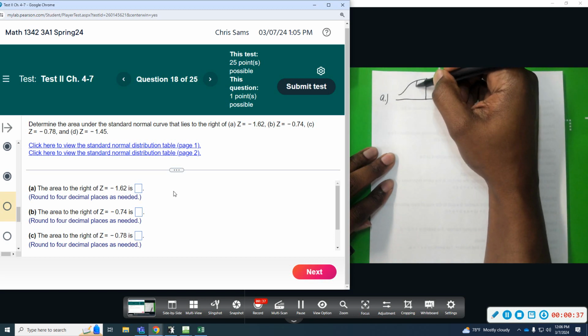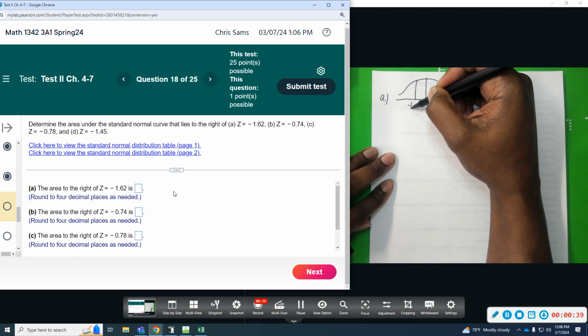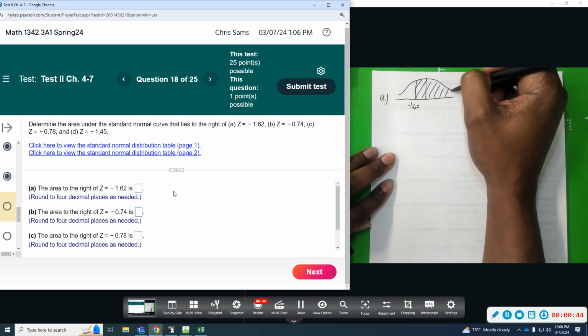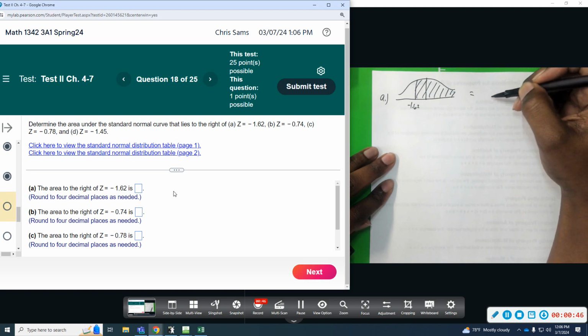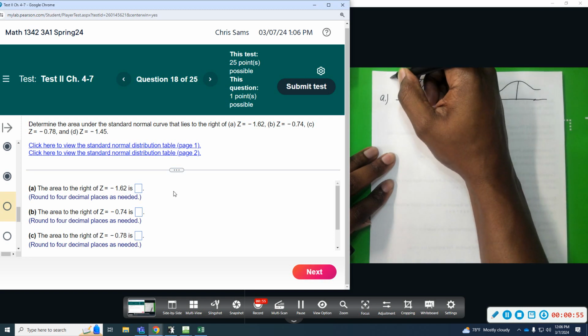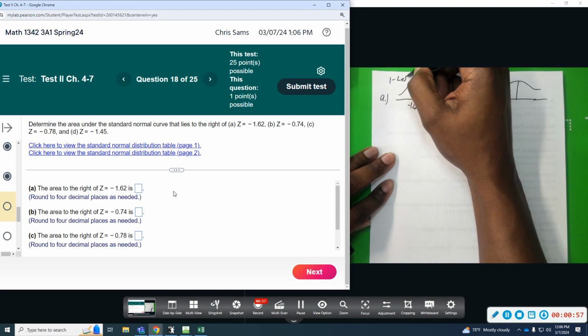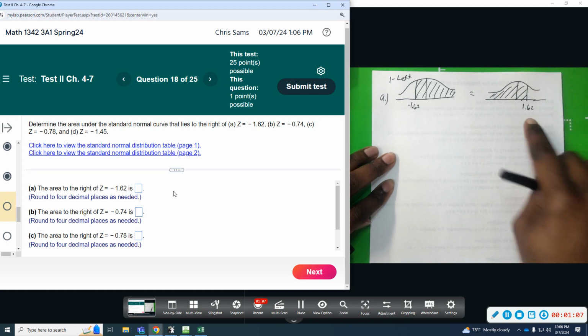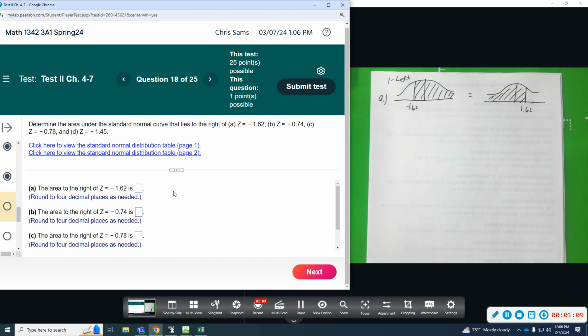So the negative 1.62, the area to the right would mean I would be looking for this side. That would be equal to, if I just looked in the table, and instead of having to do 1 minus the area to the left, to figure this out, I'll have to do 1 minus the left, which is what the table gives me. I can just look at positive 1.62, and it would be symmetric. Okay, so I'm just going to look up positive 1.62.